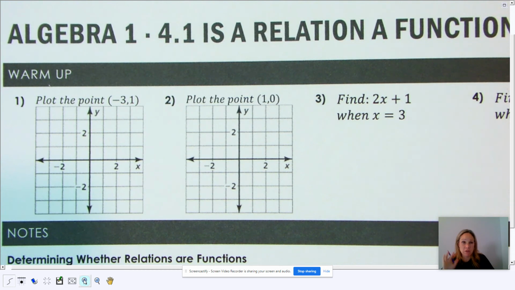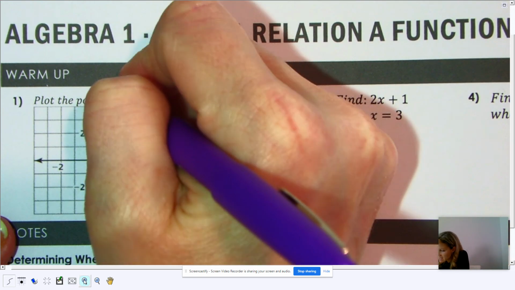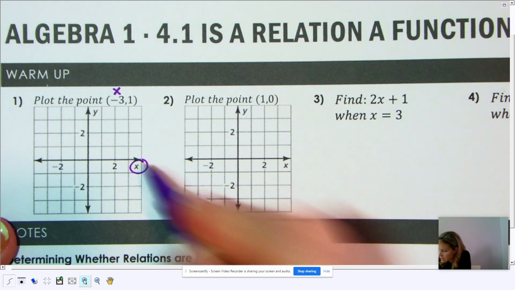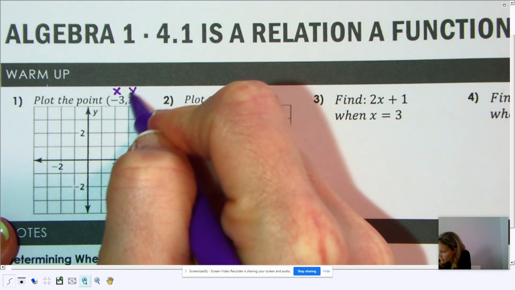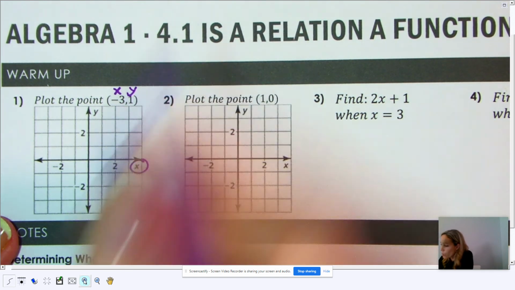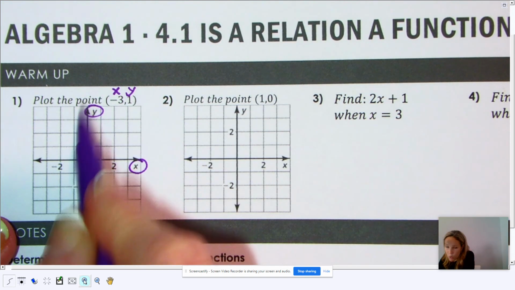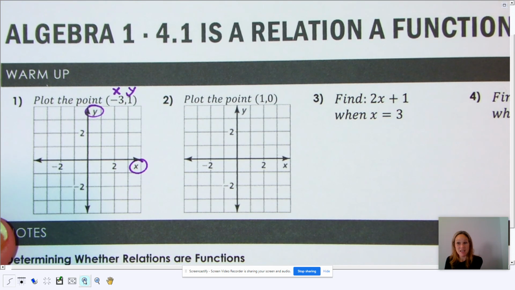So for the warm-up, first we're going to go over a little reminder of graphing points. Remember that this is the x coordinate, and remember x goes side to side, and this is the y coordinate. They go in alphabetical order, and the y goes up and down. Positive goes to the right or up, depending on if it's x or y.